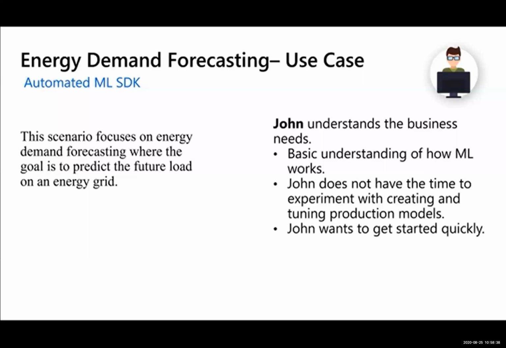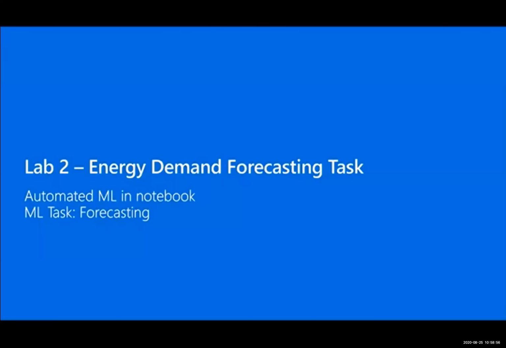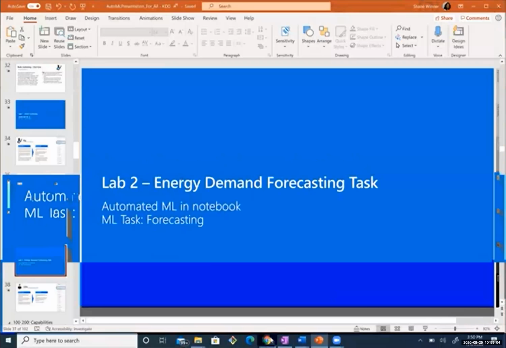So John understands the business needs, and he has a basic understanding of how machine learning works. John does not have the time to experiment with lots of different models or even create and tune production models. Also, John wants to get started pretty quickly. So I'm going to walk you through one of our labs that focuses on the energy demand forecasting task. Let me switch over to the browser here.